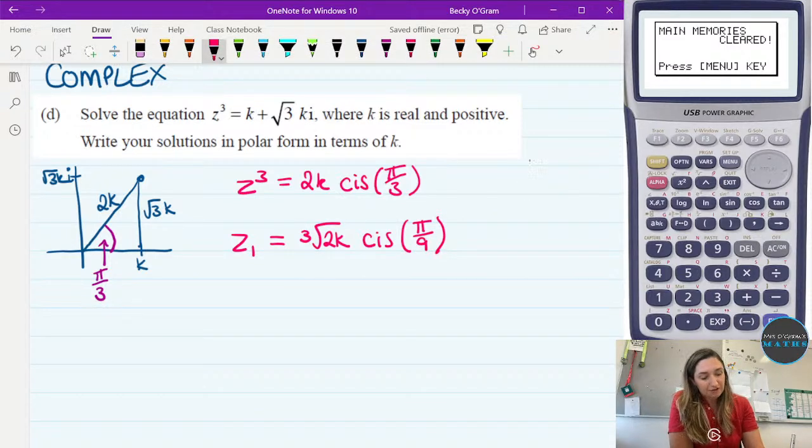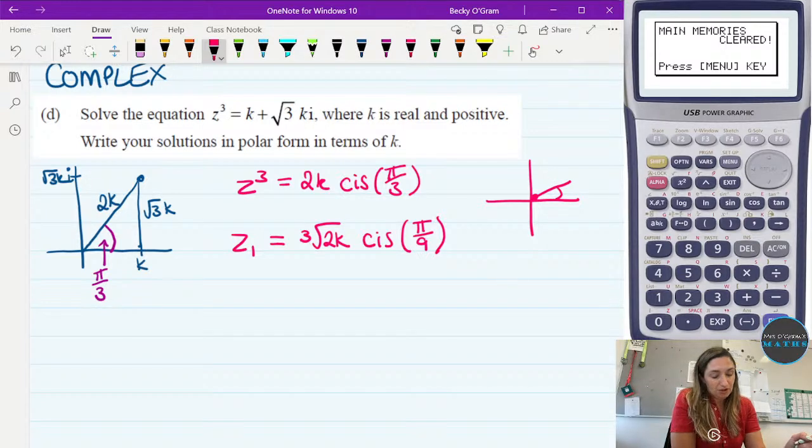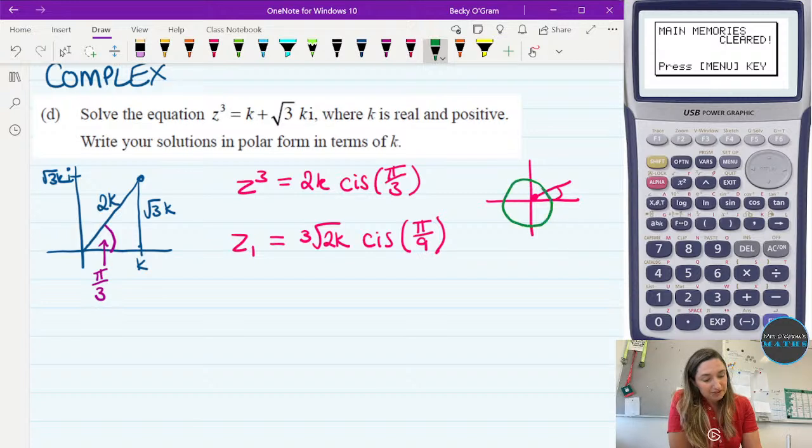Now that gives us our first solution. So if we were to plot that, it would be somewhere here, where we've got that angle of pi by 9 and the modulus is the cube root of 2k. Now, roots of equations that are like this, if it's written as z to the power of something equals, then those roots will be symmetrical around the origin with however many we have. Now we know we have 3 roots, so the other 2 roots will be at an equal distance around that circle compared to where this one is.